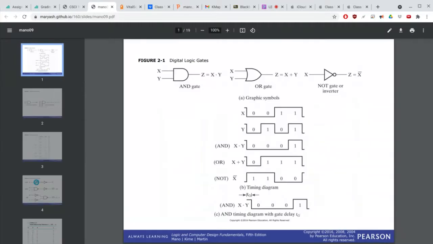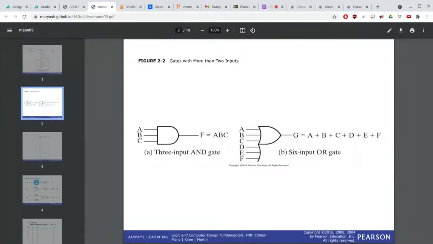So these are from the publisher slides that I already posted before. Mana is the publisher. If we look, okay, for example, let's look at this one. Here we have a 3-input AND gate, and here we have a 6-input OR gate, right? And the way they work is that for a 3 or 5 or 20-input AND gate, what does it mean? Can somebody just quickly tell me?